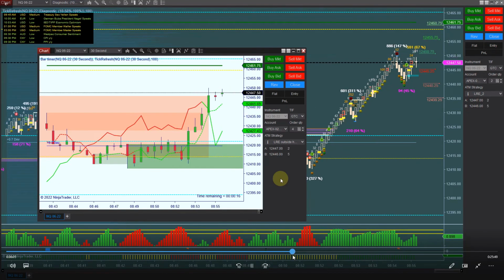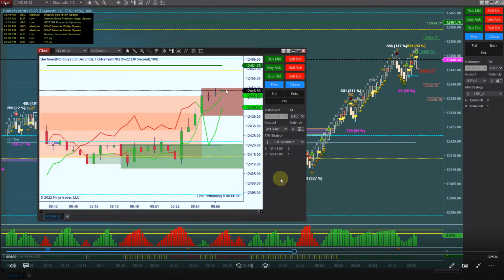Now I'm waiting for a simplicity entry. Both lines are angling up. If this bar closes like this and the next bar breaks the high, we'll have a simplicity long. If this bar breaks this high, we have a long.